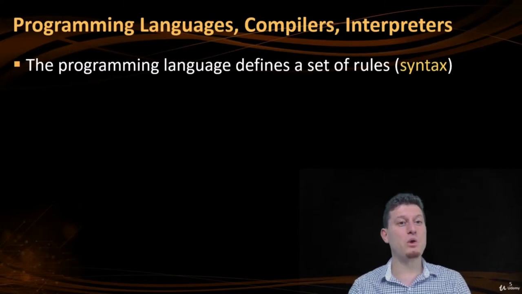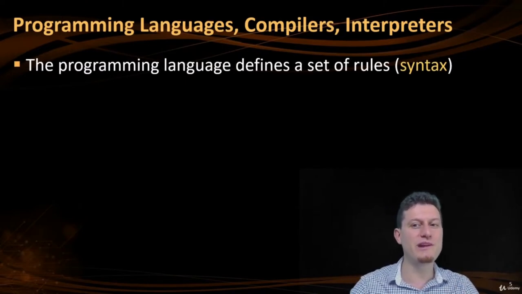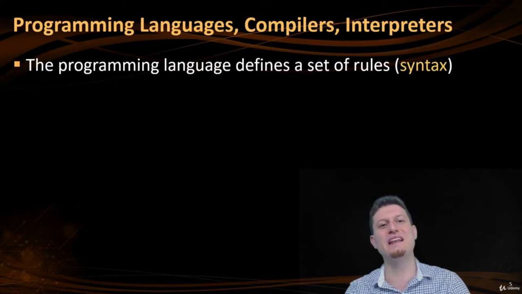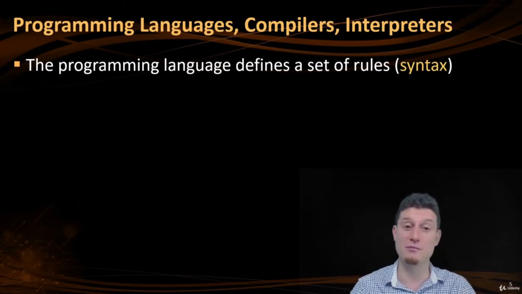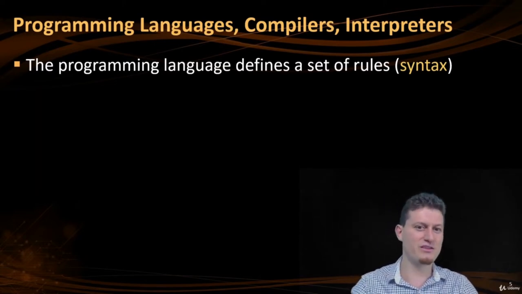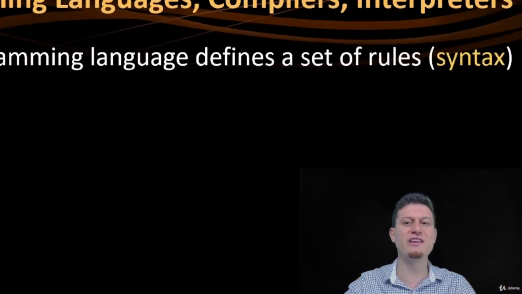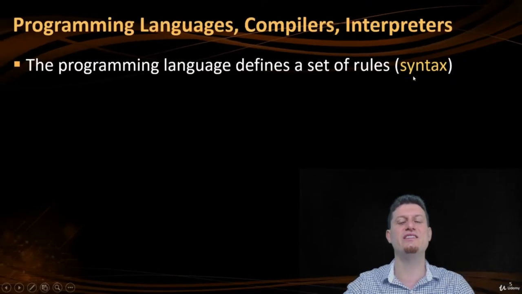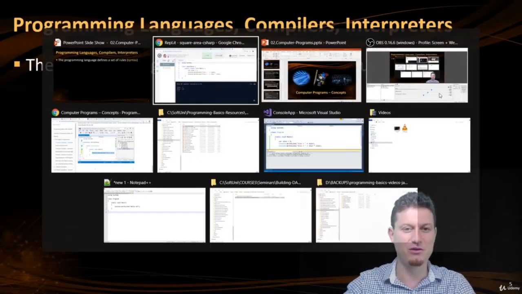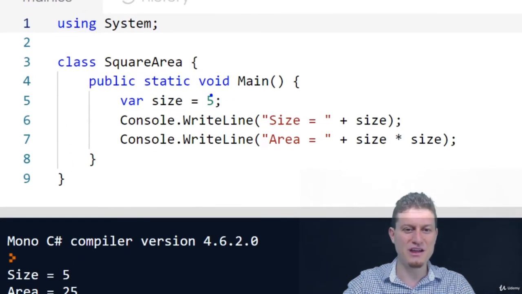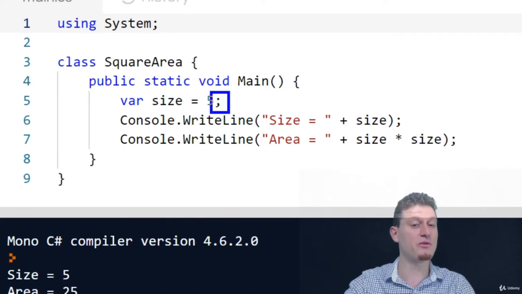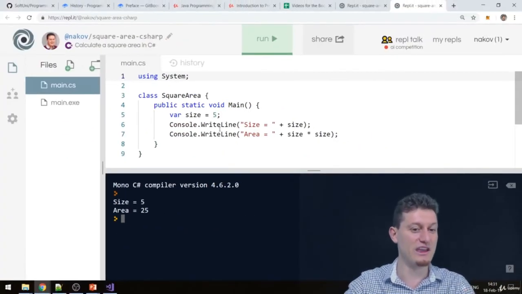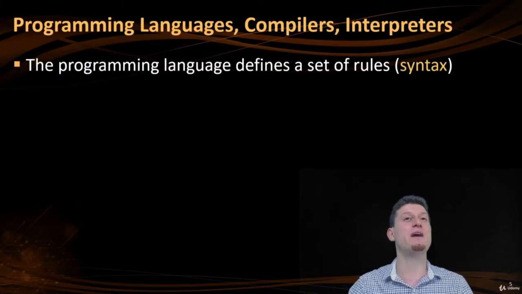So when we program and when we write code, we use a programming language and we often use either a compiler or interpreter. The programming language defines a set of rules. It defines the syntax. Syntax is the rules that we follow when we write commands. For example, in this language, C#, at the end of each command, we put a semicolon. And this comes from the syntax of the C# language. If we write some other language, this might be different.